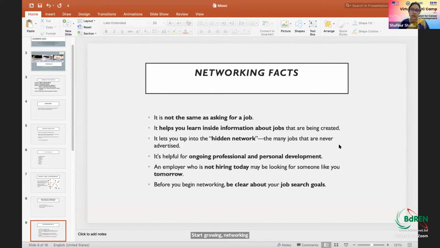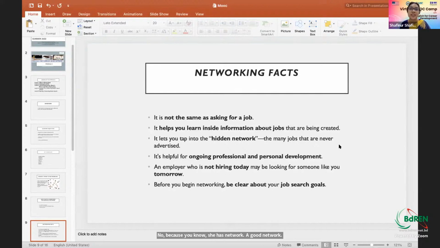Networking is not easy for those people who are shy or introverted. Also, there are many people who don't know how to start talking to others. And sometimes in our Bangladeshi culture, we find networking to be kind of a negative thing. For example, if someone gets a job through networking, we used to hear that he or she got the job because he or she has a good network. But we don't know what that is.